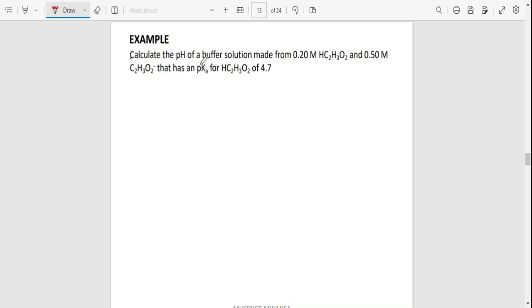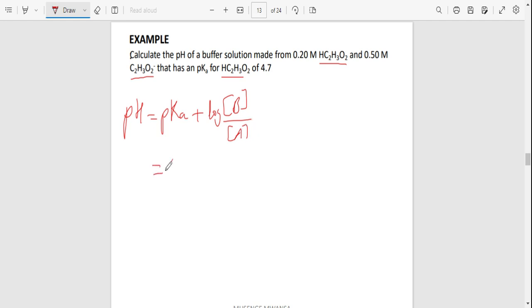Calculate the pH of a buffer solution made from 0.20 molar of this acid and 0.50 molar of this one, that has got a pKa of 4.7. So how are we able to determine this? Now we know that pH from the Henderson-Hasselbalch equation is equal to pKa plus log concentration of the base divided by the concentration of the acid.